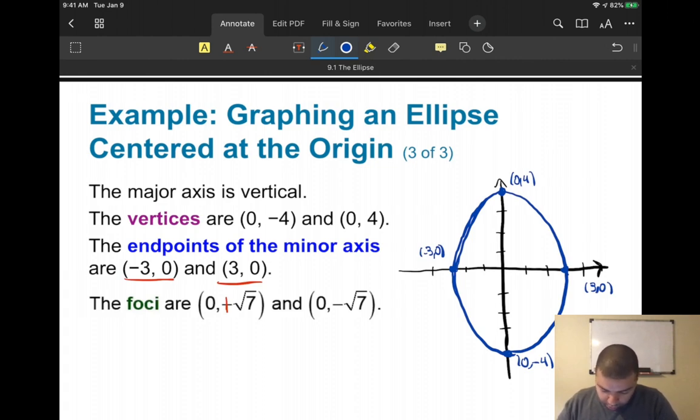And then the foci. So root 7 is less than root 9, right? Root 9 is 3. And it's also more than root 4, right? Which is 2. So it's between 2 and 3. So it's here. I'll place it here more or less because I don't know exactly where it is. So this is 0, root 7. And I'll say this is F1. And this is 0, negative root 7. And this is F2. Okay? This is my first graph of an ellipse. You follow this step by step, you should be able to graph every single ellipse centered at the origin.